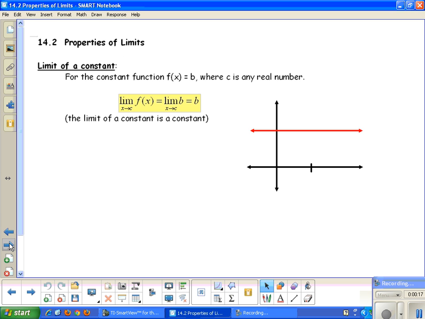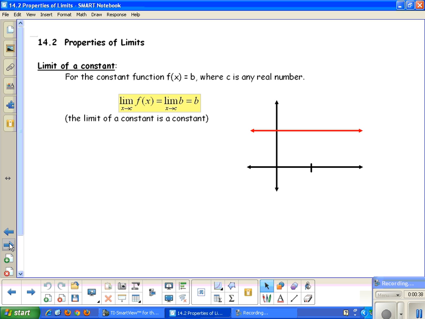Now let's first look at the properties of limits, the limit of a constant. For some constant function that we have, f of x equals b, where c is any real number, then the limit as x approaches c for the function f of x is the same thing as b, because that's what our function is for this.